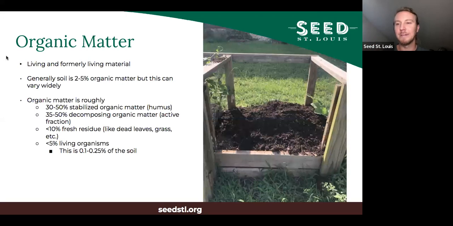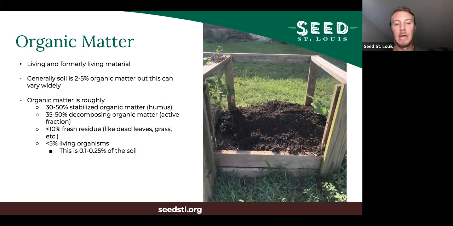I'm just running through some general ideas here. I know these aren't necessarily actionable items. But then there's also organic matter. Organic matter is the living or formerly living material in your soil. So this is not the mineral component. These are not small rocks. These are the things that used to be alive or are currently alive. This generally makes up about 2 to 5% of the soil from a weight standpoint, but it can vary widely. Some soils, especially if they've been very highly degraded, have almost none. Rich, old growth forest soils can be ridiculously high in organic matter.